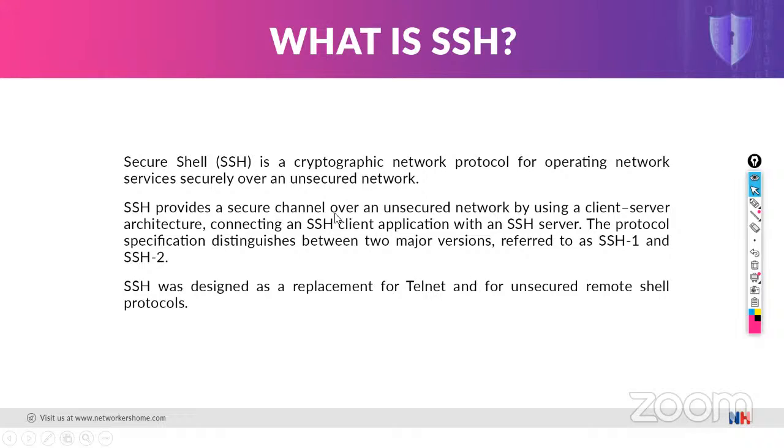SSH provides a secure channel over an unsecured network by using, again, client-server architecture, connecting an SSH client application with an SSH server. The protocol specification distinguishes between two major versions, referred to as SSH version 1 and SSH version 2. SSH was designed as a replacement for Telnet and for unsecured remote shell protocols. So what happened is SSH replaced Telnet because now in SSH we have encryption.